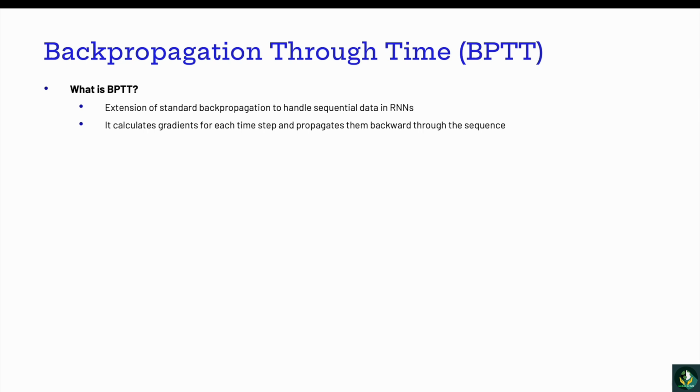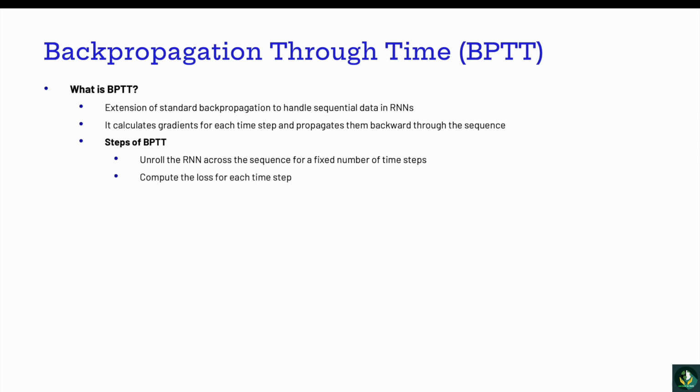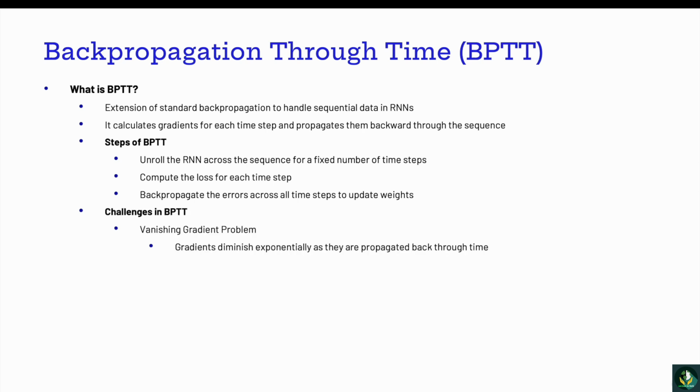It calculates gradients for each time step and propagates them backward through the sequence. Steps for BPTT include: unroll the RNN across the sequence for a fixed number of time steps, then compute the loss for each time step, then backpropagate the errors across all time steps to update the weights. Challenges in BPTT include: first is the vanishing gradient problem. Gradients diminish exponentially as they are propagated back through time. This leads to difficulty in learning long-term dependencies.